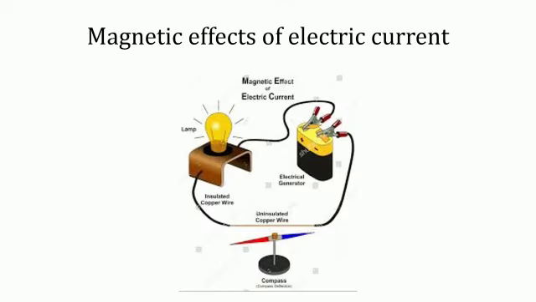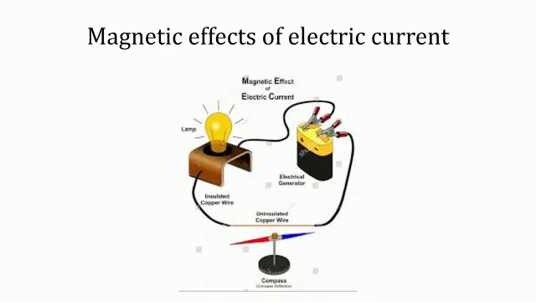Magnetic effects of electric current. Magnetic effects of electric current means that when a current is flowing in a wire, it produces a magnetic field around it. Let us study this by doing an activity. Take the inside tray of a used up matchbox. Place a small magnetic needle inside the tray.